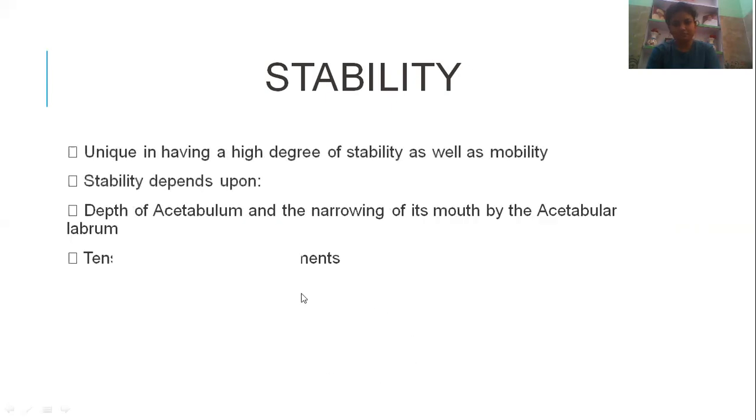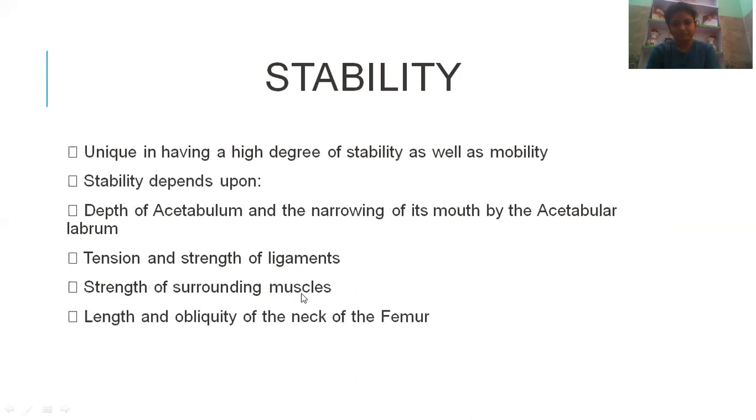Now, stability. The hip joint is unique in having a high degree of stability as well as mobility. Why is it unique? Because it has a high degree of stability as well as mobility.